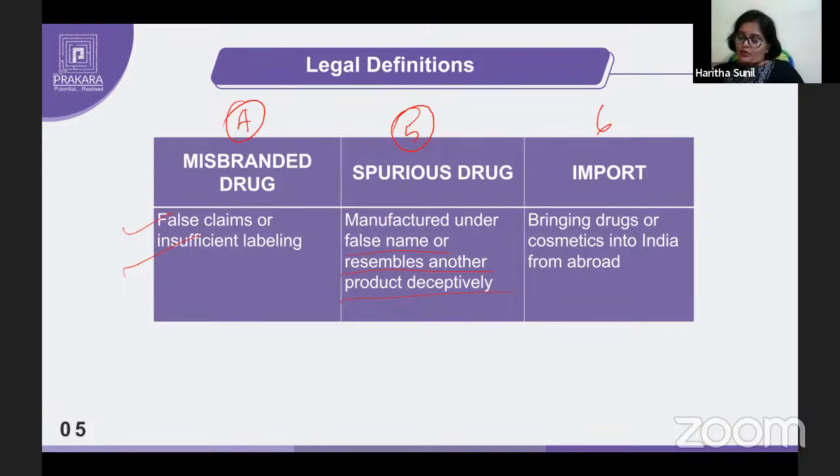And then import is nothing but bringing drugs or cosmetics into India from any other country. It is called an import. So why do we have to know about these definitions? Because these definitions act as a backbone for the regulatory framework, which ensures that every entity involved in the drugs and cosmetics industry is held accountable. That means it is not left as such. You have to be accountable for everything that comes under the pharmaceutical and cosmetic industry. Also, understanding these terms helps in identifying violations as well as enforcing the law effectively.